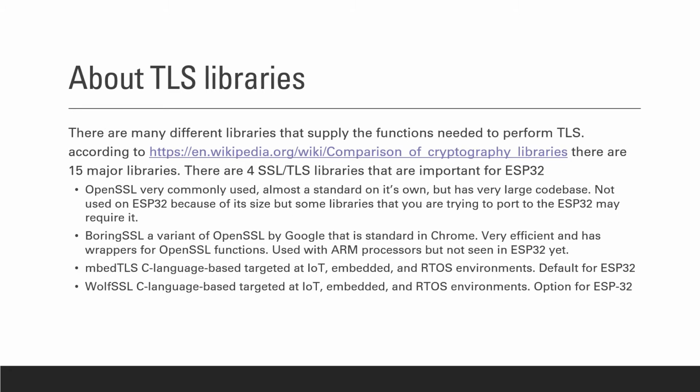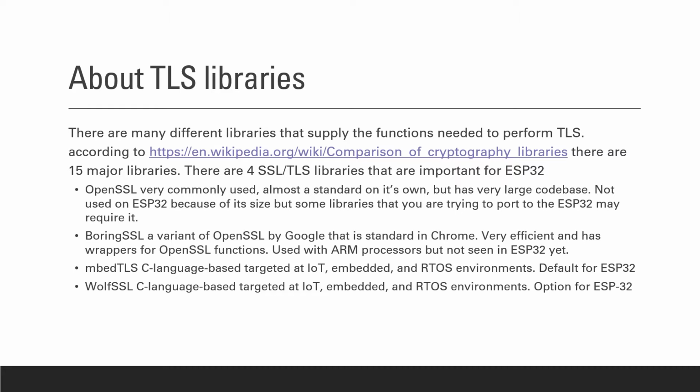And to do this transport layer security, you need some libraries, and there are a whole bunch of potentials to do that. And you can look into them a little bit more on, I put a link here for Wikipedia, comparison of cryptography libraries. And in their comparison table, they had 15 major libraries. There are 4 that I think are particularly important for the ESP32, and I've listed them here.